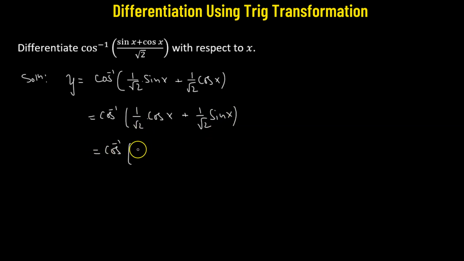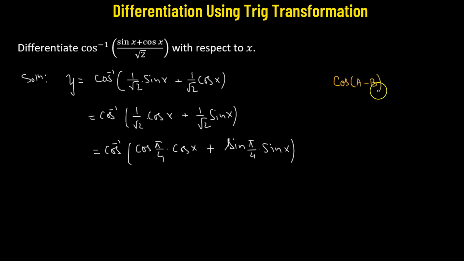Which will be equals to cosine inverse of, so in place of 1 over square root of 2, we will replace it with cosine of pi over 4 times cosine of x, plus in place of 1 over root 2, we will have sine of pi over 4 multiplied to sine x. Now here we are going to use the fact that whenever we have cosine of a minus b, that will be equals to cosine of a times cosine of b added to sine of a times sine of b.